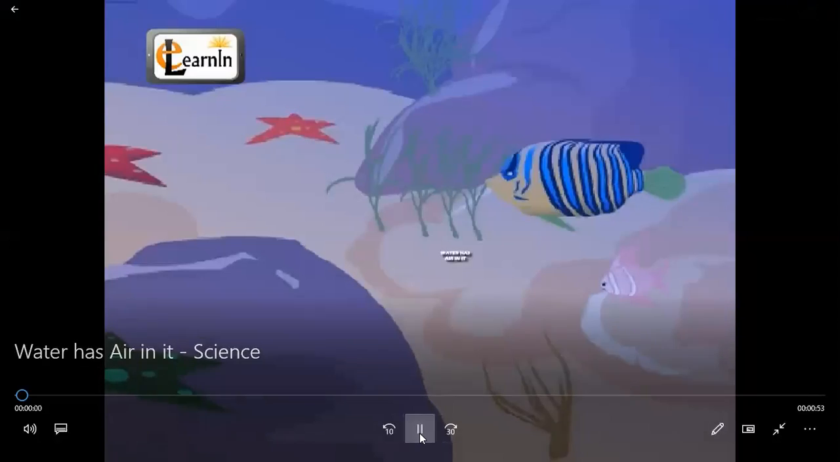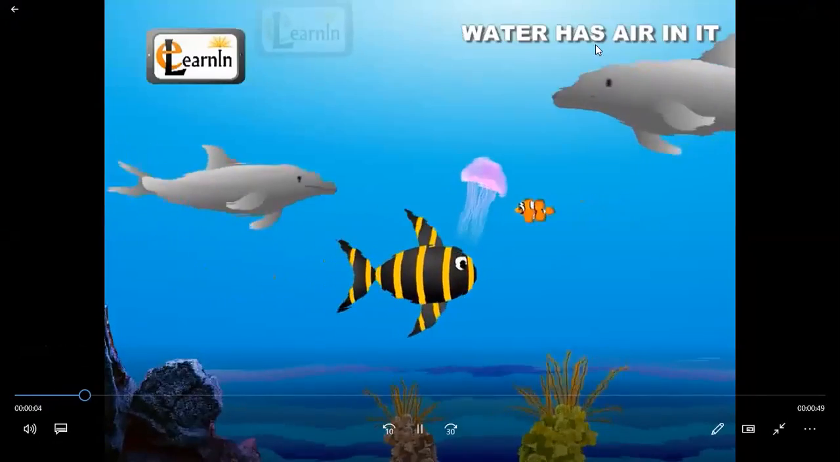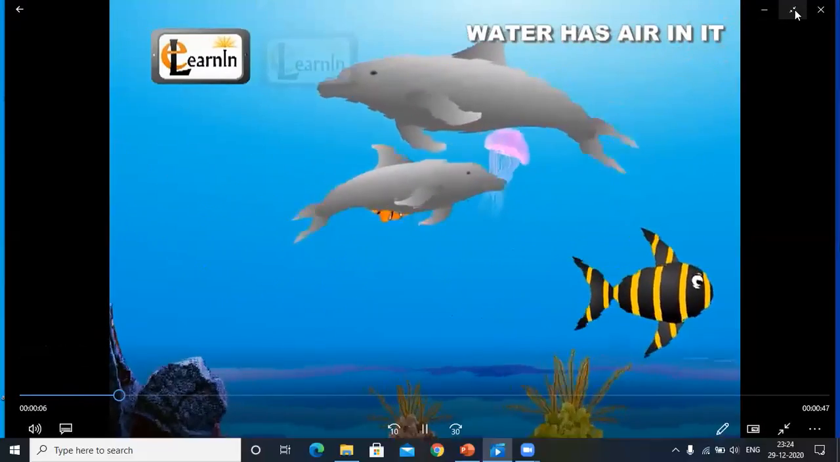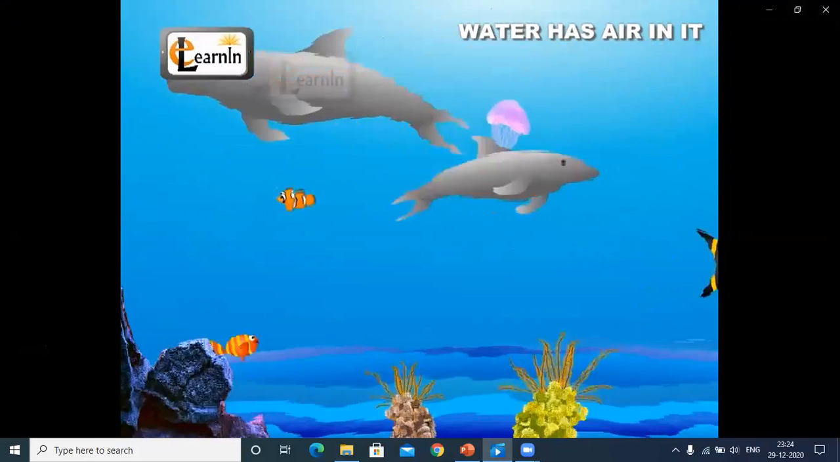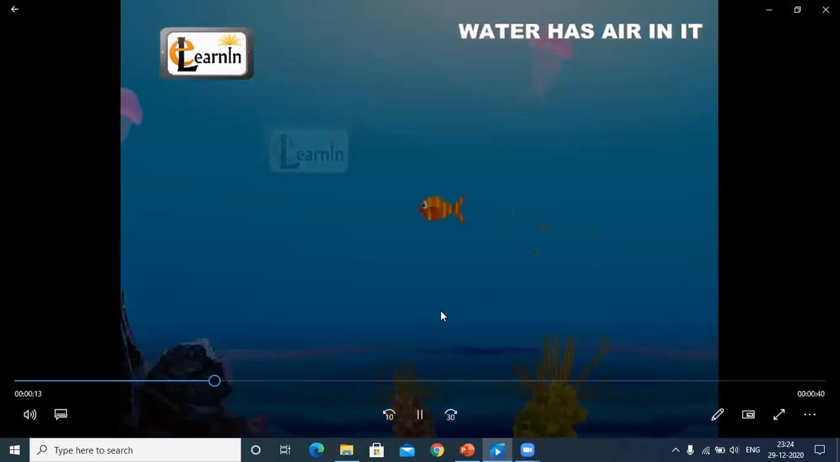So this is the activity. Water has air in it. It is known that animals that live in water require oxygen for respiration. But how do they obtain the oxygen underwater? The following activity shows that water has air dissolved in it.